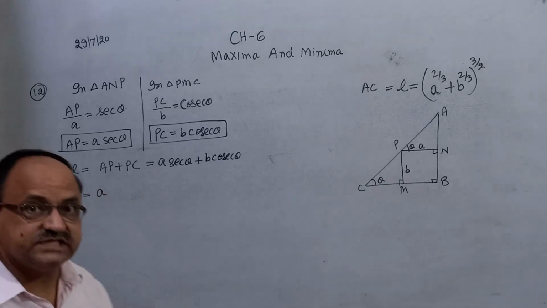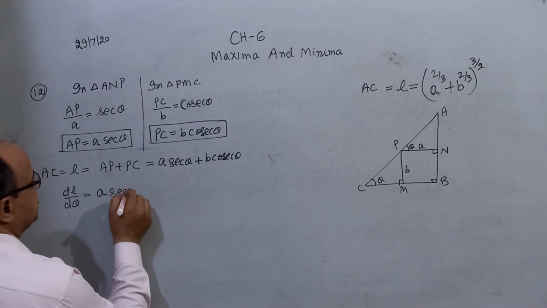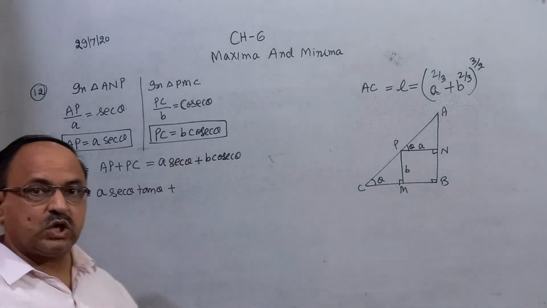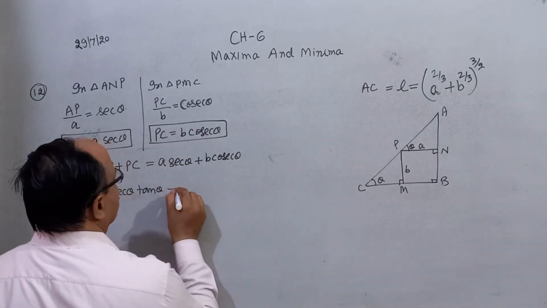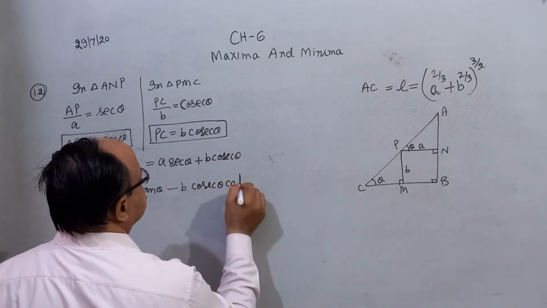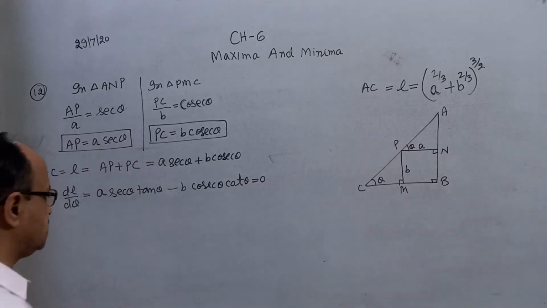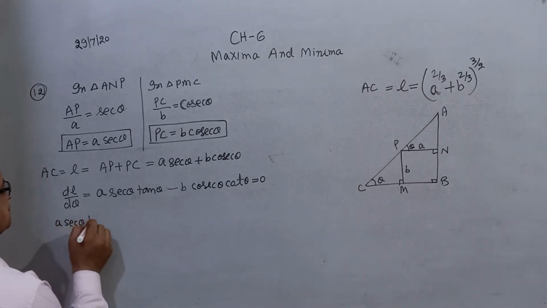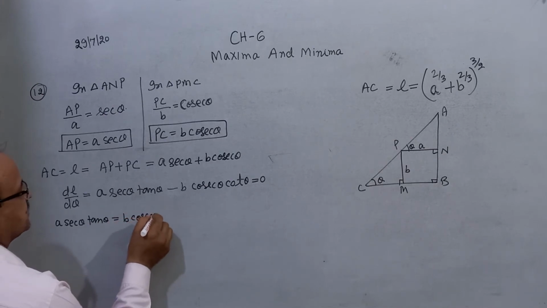The derivative of sec theta is sec theta tan theta, and the derivative of cosec theta is negative cosec theta cot theta, so negative B cosec theta cot theta. Put this equal to 0, because for maximum or minimum we put the derivative equal to 0. So A sec theta tan theta is equal to B cosec theta cot theta.